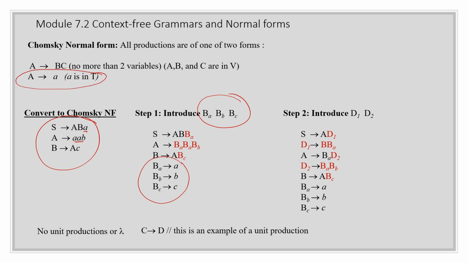But then we noticed that we still have some productions that have 3 variables on the right. So we introduced 2 new ones to replace this one and this one. We have D1 for that one, and D2 for that one. And so now this is in Chomsky normal form. I'm just going to erase this so you can see it. And this is also in the notes and the slides.